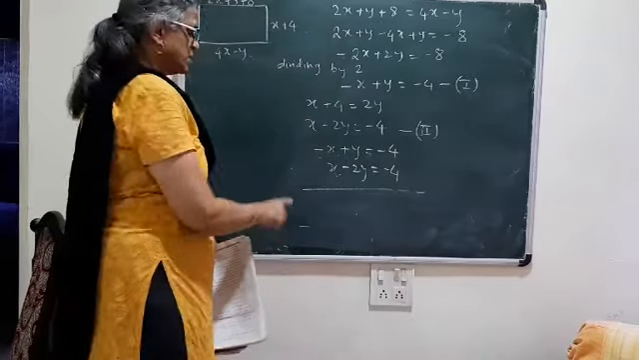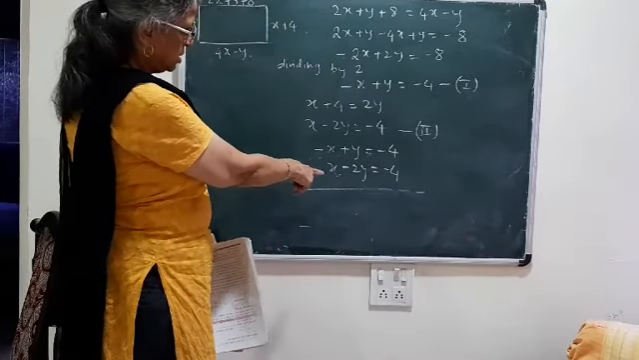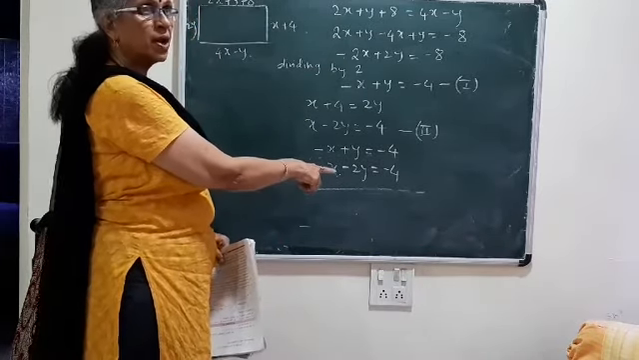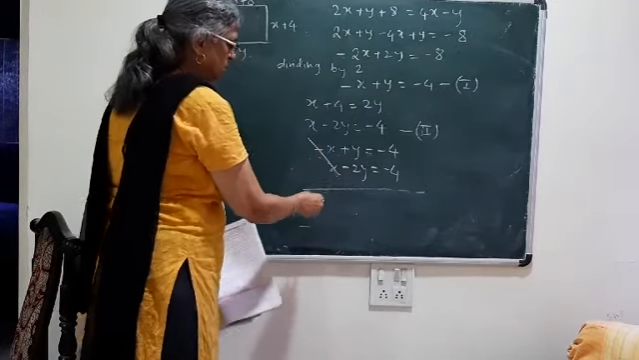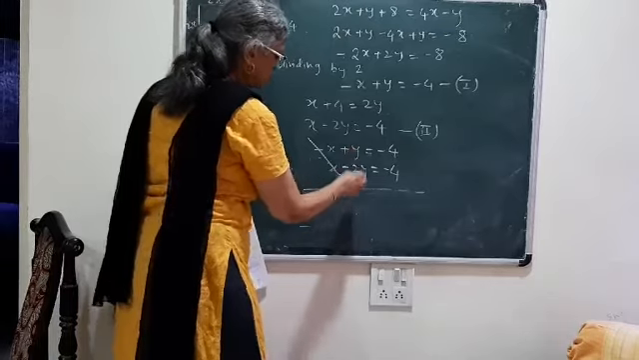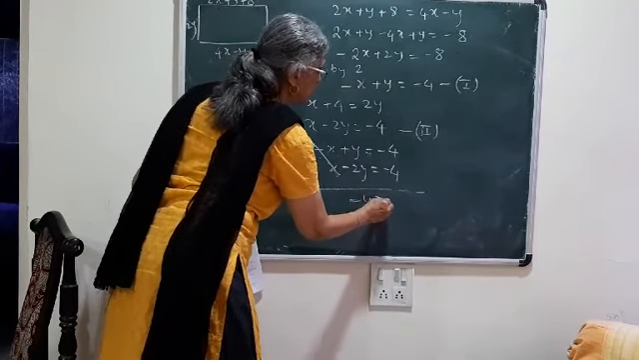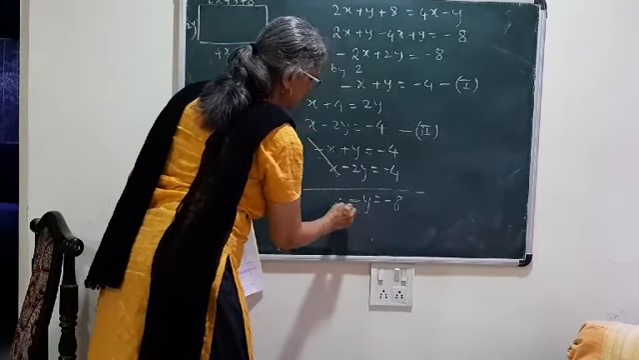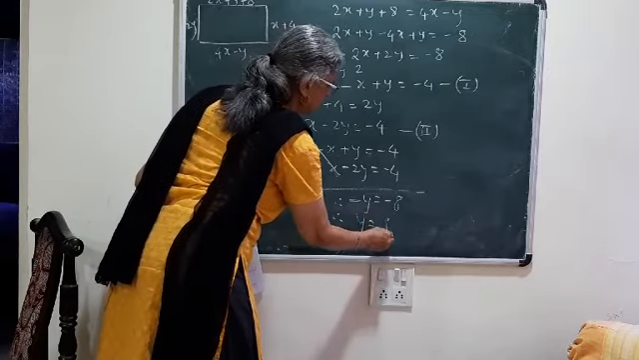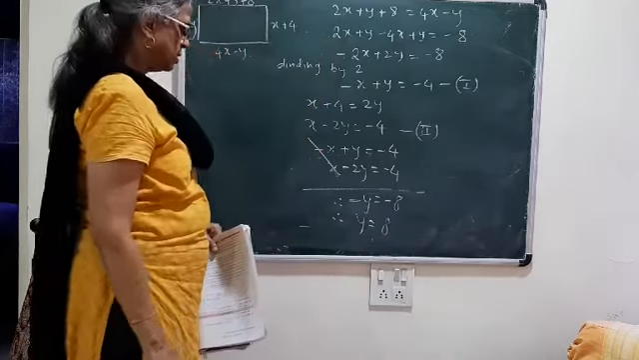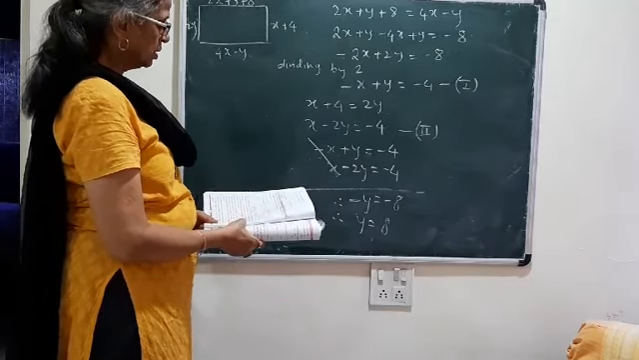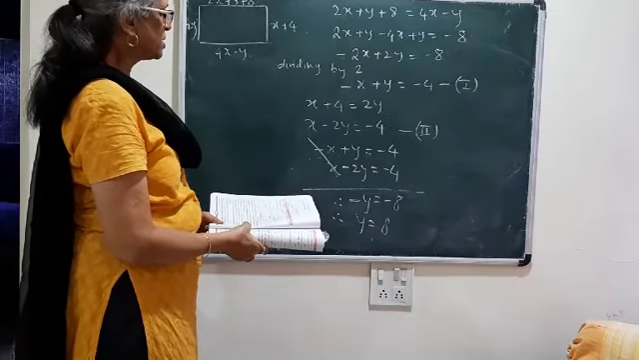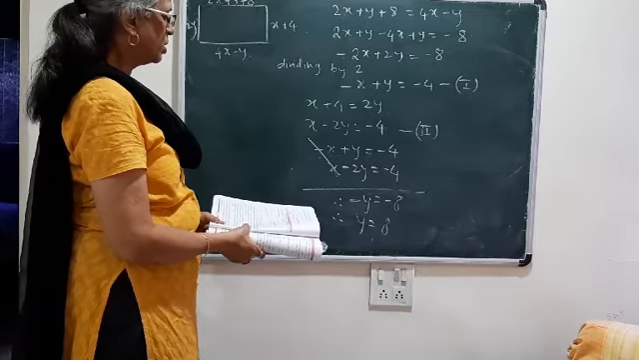So here it is not necessary to change the sign or multiply by any number because we already have equal coefficients. Cancel this. Minus 2y plus y will be minus y is equal to minus 8. Therefore y equal to 8. Got? Then we can find out x by substituting anywhere in 1 or 2.